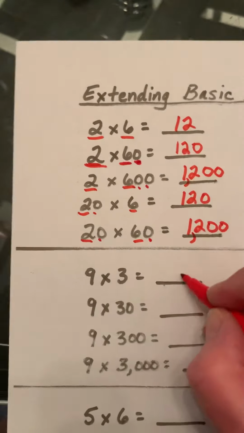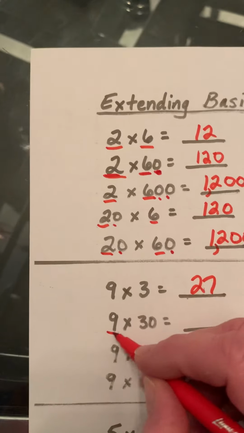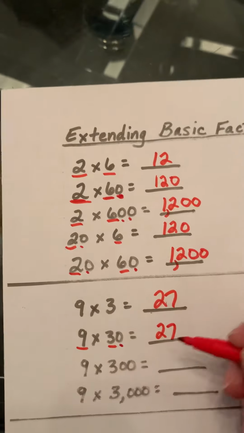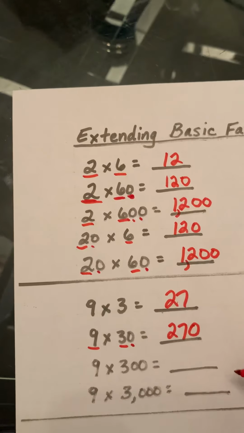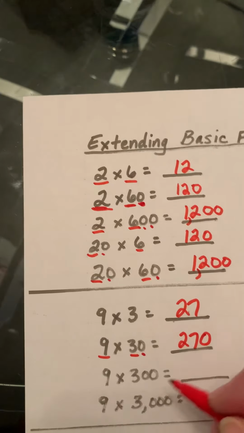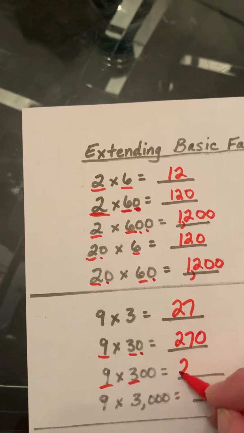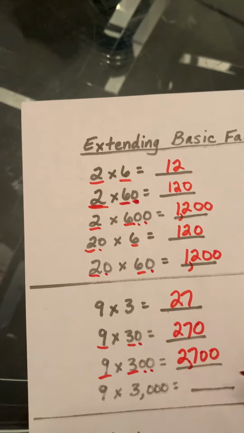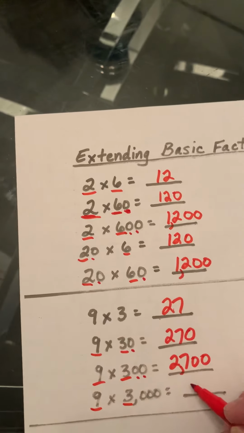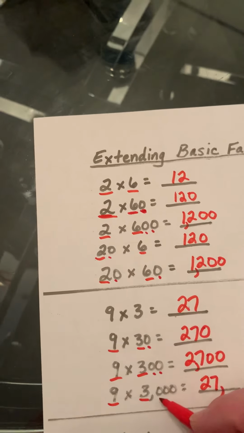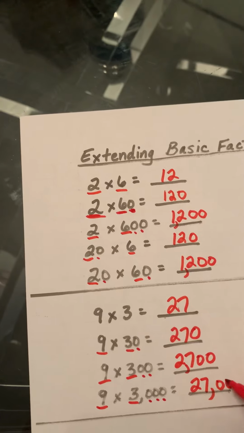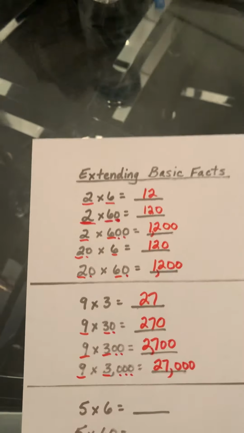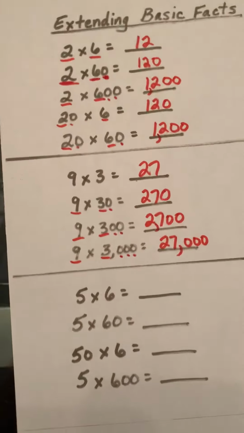9 times 3, 27. 9 times 3, 27. And put 1 zero on my product. 9 times 3 again, 27. 2 zeros to put on my product. 9 times 3, 27. And 1, 2, 3 zeros. So 9 times 3,000 is 27,000. One more set of examples.